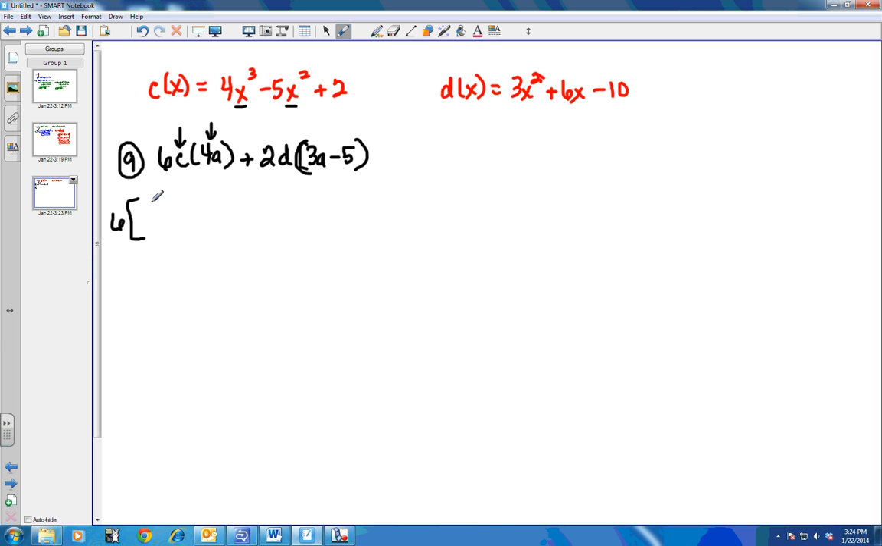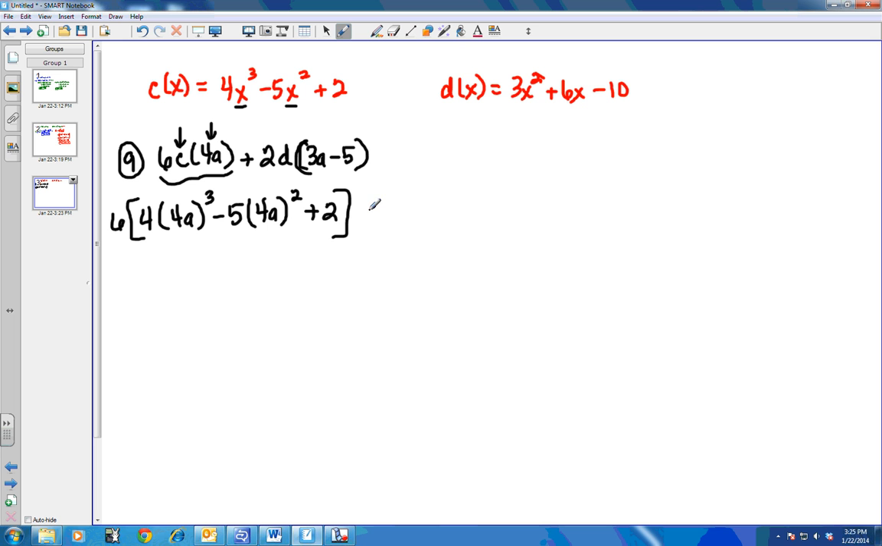I'm not going to write down C anywhere. This tells me to take this C equation and use this part of it. I'm plugging 4a in place of my x's. So I have 4x cubed, where I'm plugging 4a in, so 4a quantity cubed, minus 5x, but x is 4a and I'm supposed to square it, plus 2. So all of this is this part right here.